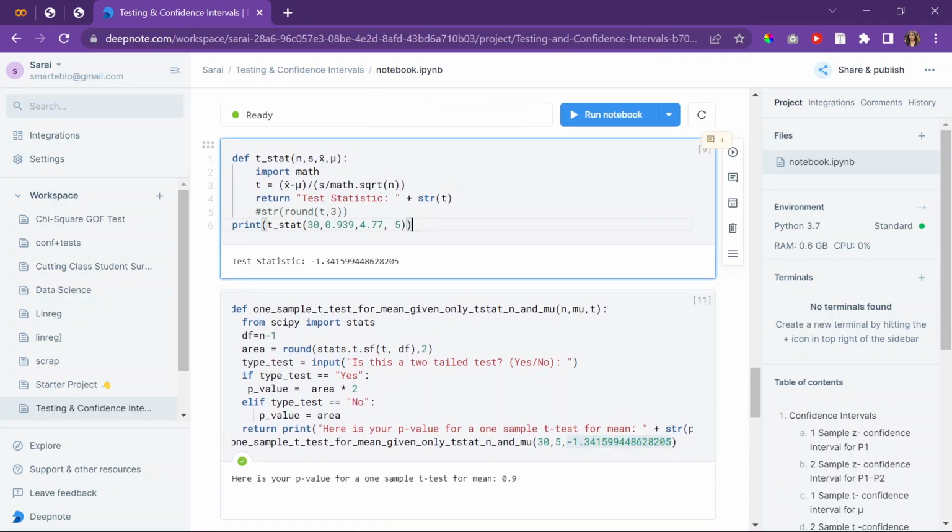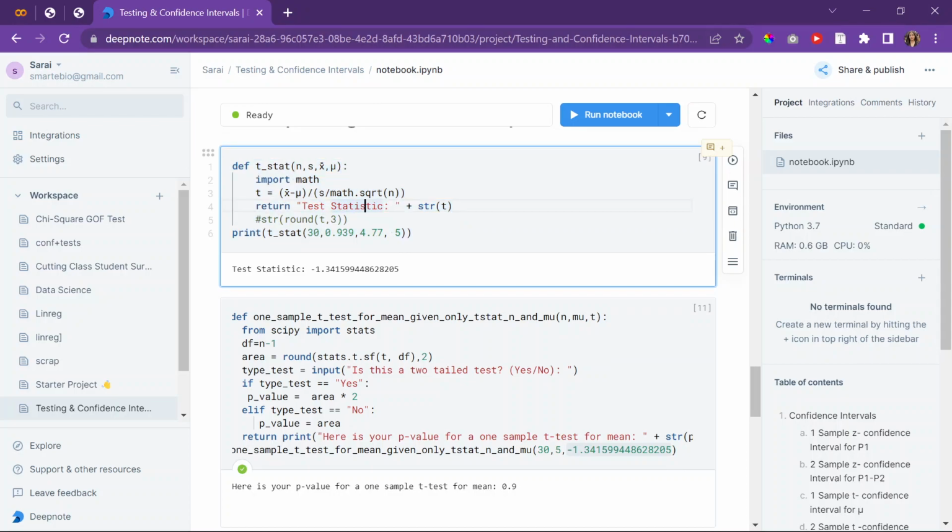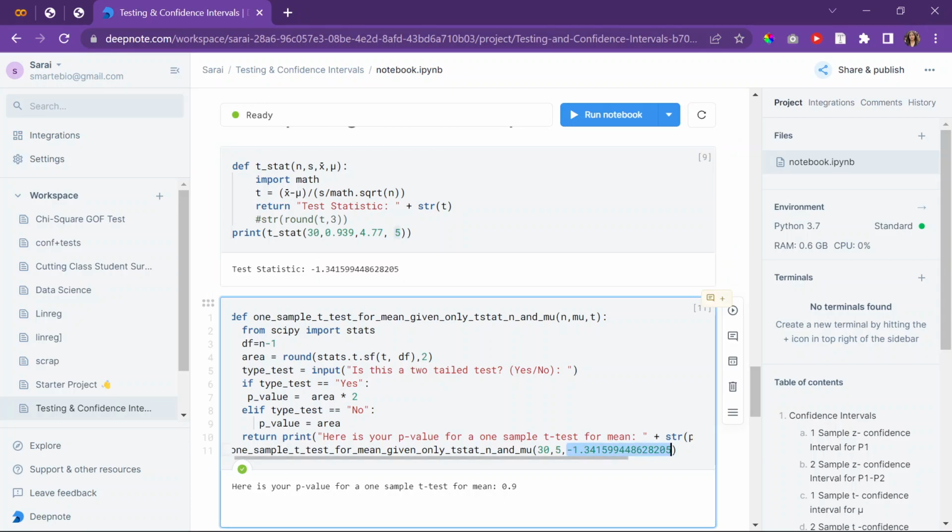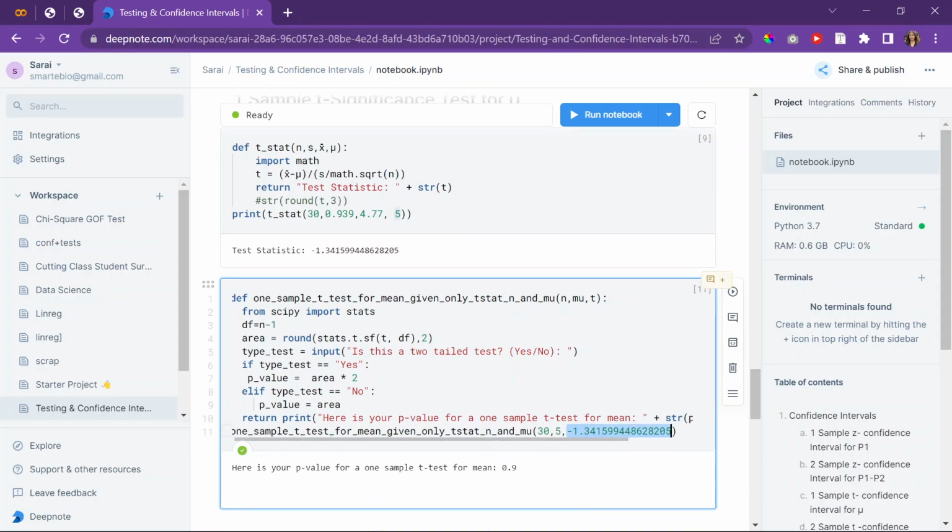If you don't have your test statistic, then you can find it using the function that I have right above it. So all you have to do is put in your n, which is 30, your standard deviation, which is 0.939, your x bar, which is 4.77, and your mu, which is 5. And then it'll give you your t-statistic, and then you can just plug it in right there, okay? And then it'll tell you what your p-value is, 0.9. So that would be your p-value.